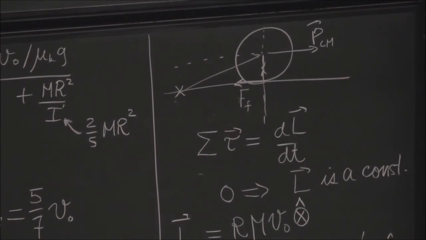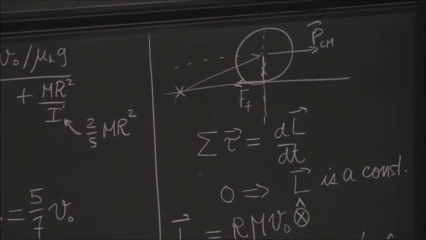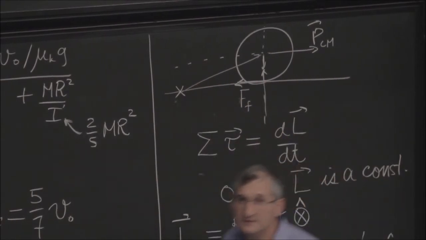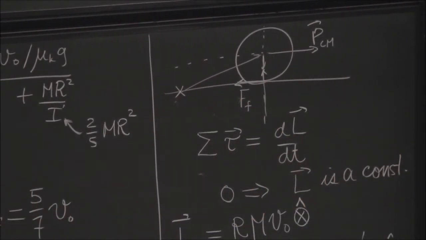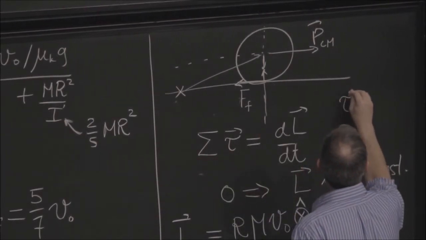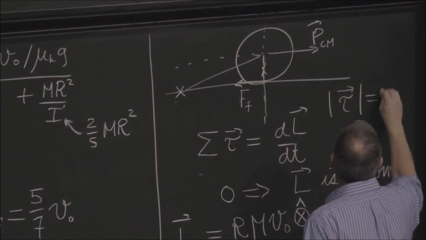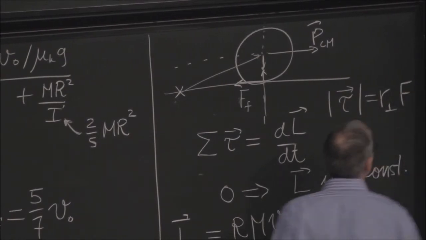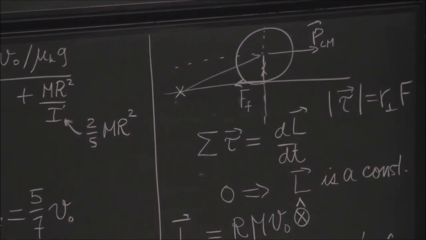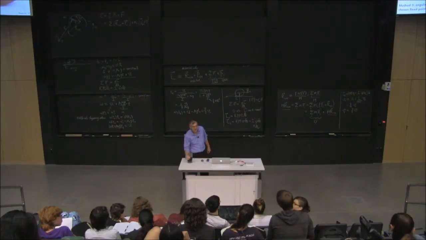That makes sense. Now, what about the friction? The friction force, the line of action passes right through that point on the floor, so the perpendicular distance is 0. So the magnitude of the torque, R perpendicular times F, well, R perpendicular is 0. So it goes away. Okay? Good. Yeah?